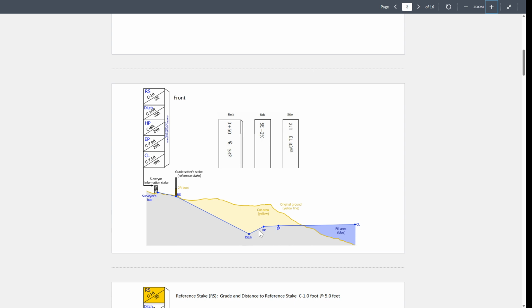So guess what that slope is? It's a 2 to 1. 4 divided by 2 is 2. It's a 2 to 1. So this is a 2 to 1 slope. This is a 2 to 1 slope. Now look at this guy.